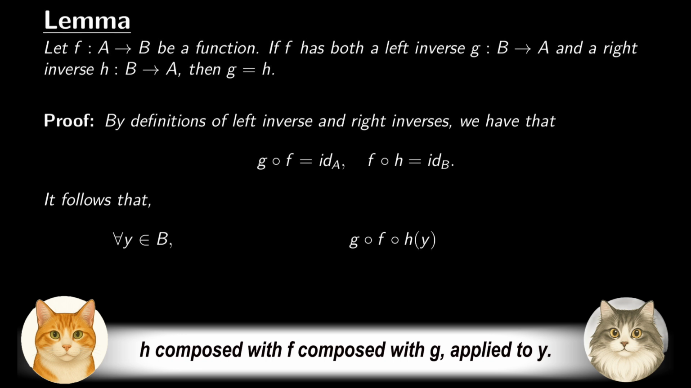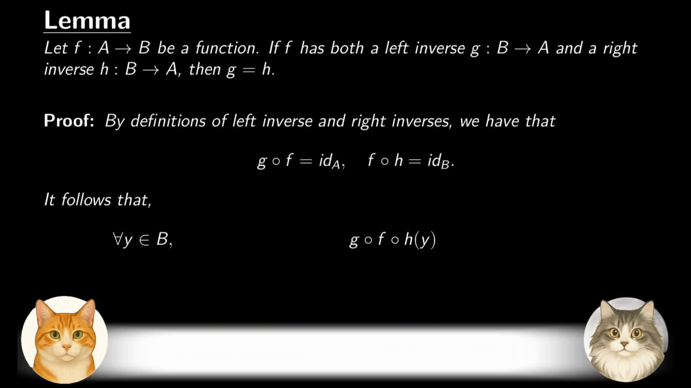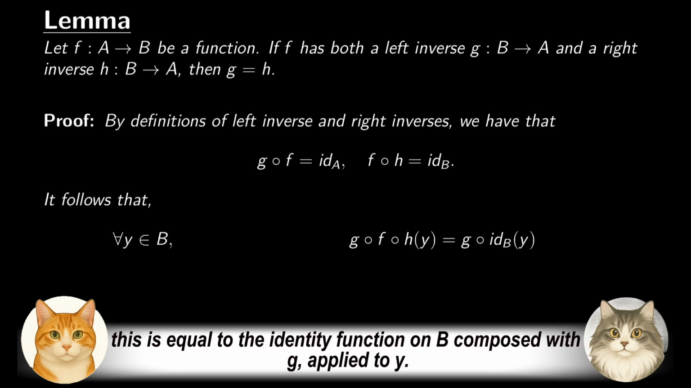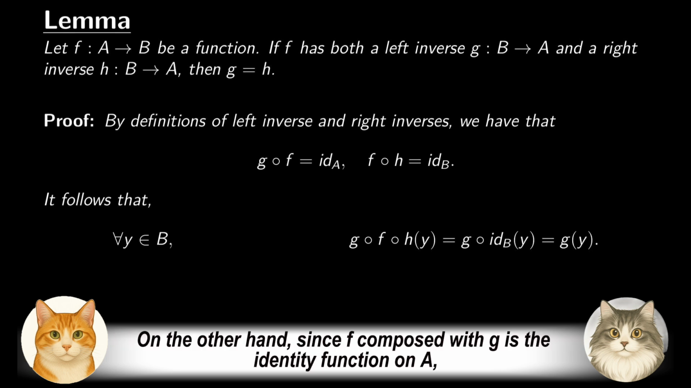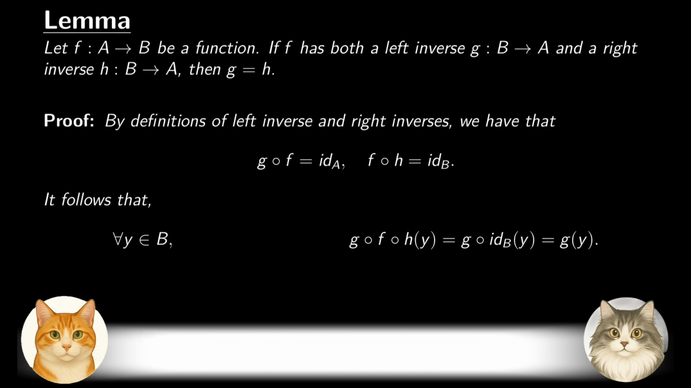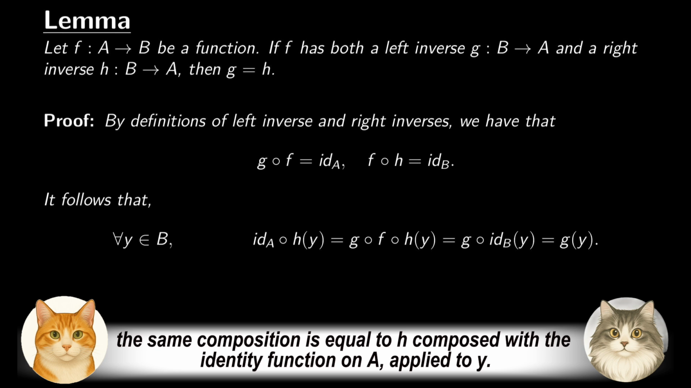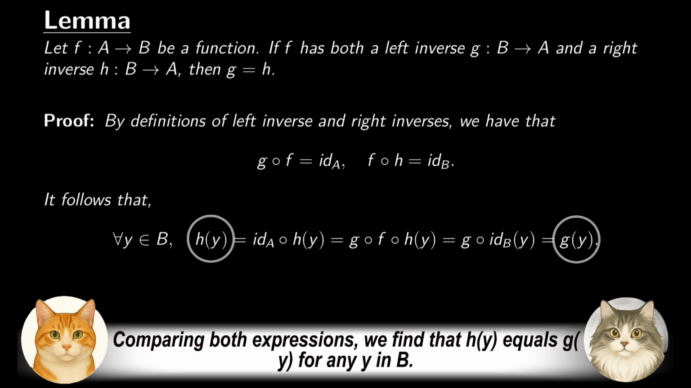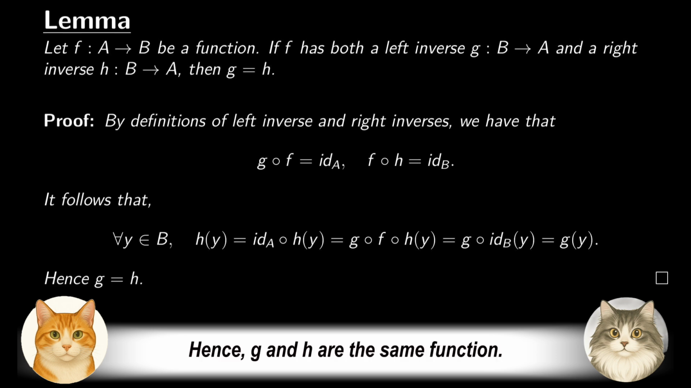Now consider the composition h composed with f composed with g, applied to y. On one hand, since h composed with f is the identity function on B, this is equal to the identity function on B composed with g, applied to y. That gives us g(y). On the other hand, since f composed with g is the identity function on A, the same composition is equal to h composed with the identity function on A applied to y. That gives us h(y). Comparing both expressions, we find that h(y) equals g(y) for any y in B. Hence, g and h are the same function.